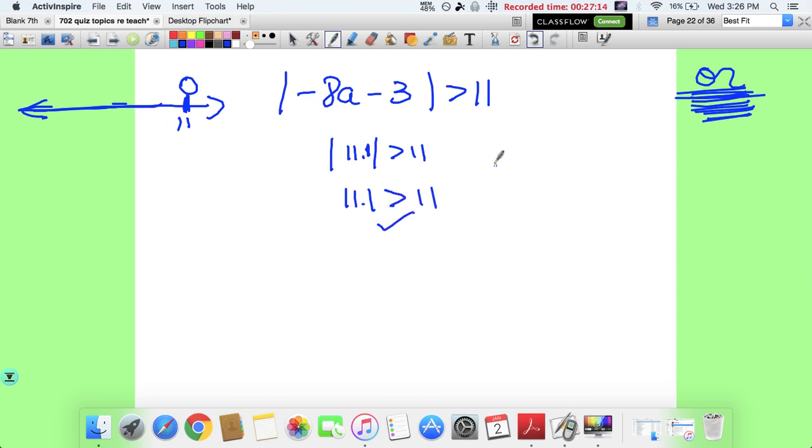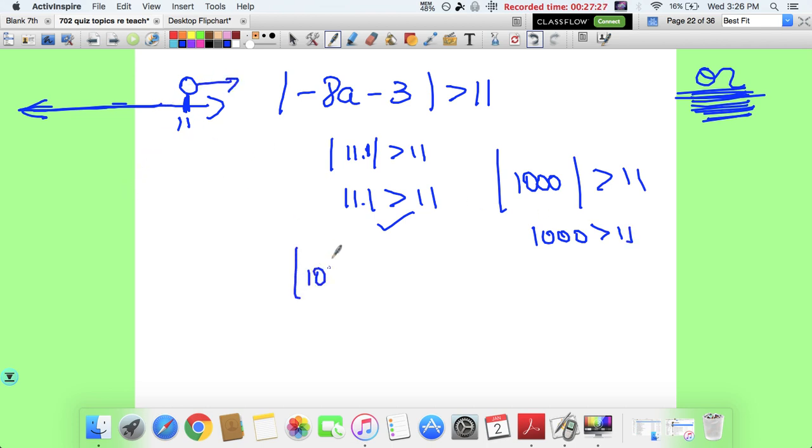Yes. So that works. The absolute value of 1,000 is greater than 11, because the absolute value of 1,000 is 1,000. And that's greater than 11. Absolute value of 10 is not greater than 11. So 10 doesn't work. 10, 9, 8, down to 0, negative 1, negative 2, down to negative 10 doesn't work. Negative 11 also doesn't work because it has to be greater, not equal.